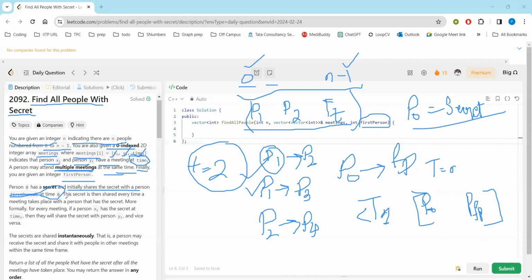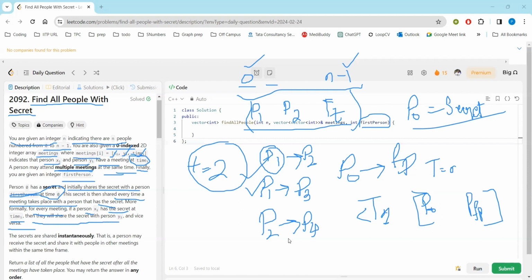Now this secret is shared every time a meeting takes place with a person that has the secret. More formally, for every meeting, if a person xi has the secret at time i, then they will share the secret with person yi and vice versa.